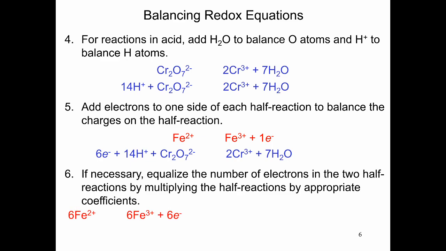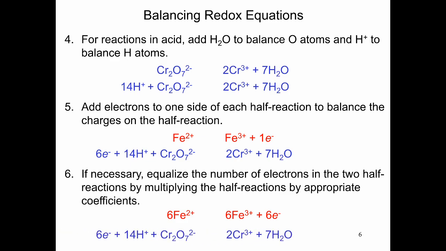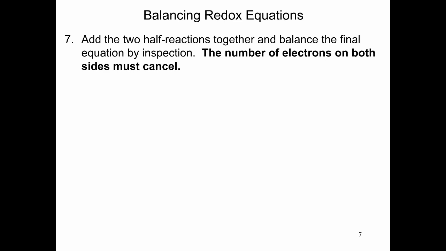So we multiply it by 6. You multiply the oxidation side by 6, so we now have a balance. Basically, two half reactions. This is one half reaction. This is another half reaction. Both of them have the same number of electrons. Now, we add the two half reactions together.